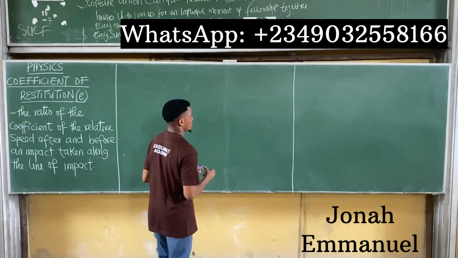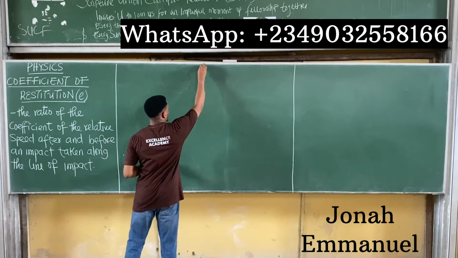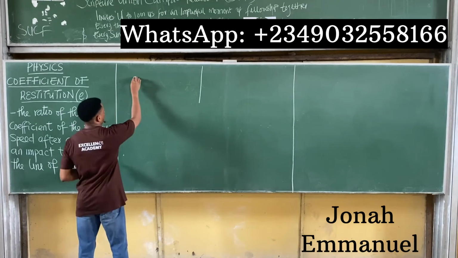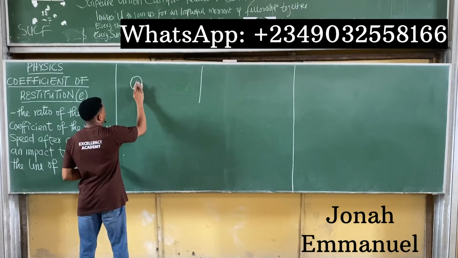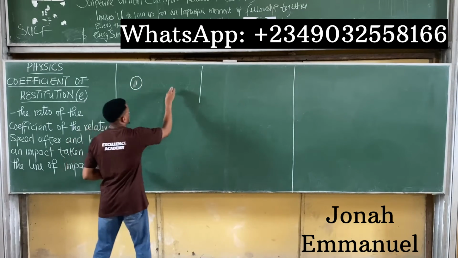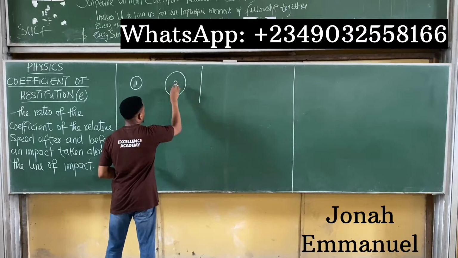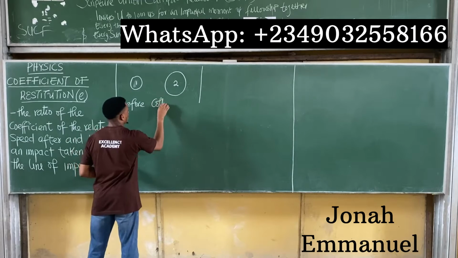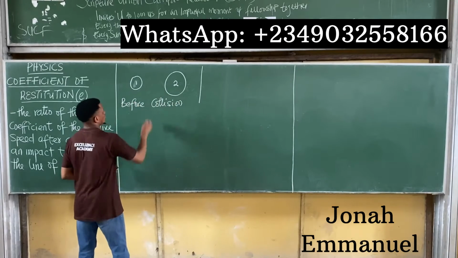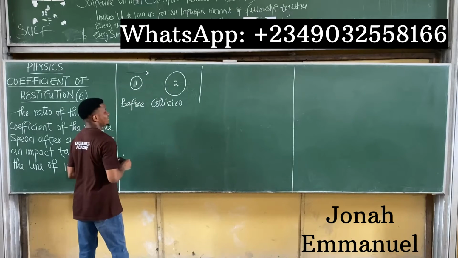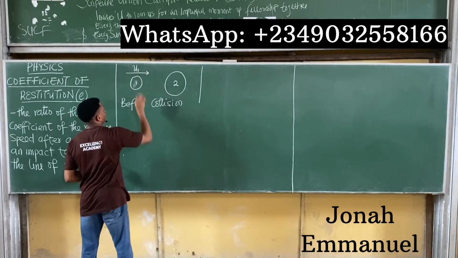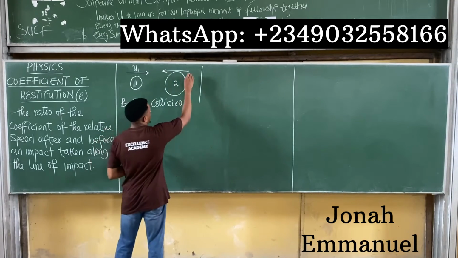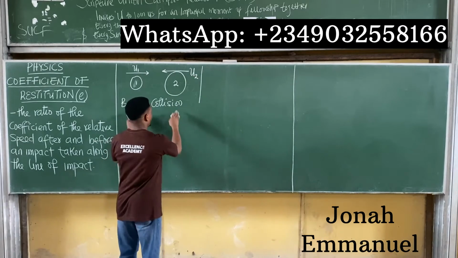So let me give you a diagram to explain this. Let me use an elastic collision. For elastic collision, we have two bodies. Let's call them body A or body 1, and the other one here body 2. So this is before collision. Before collision, body A is coming this way with its initial velocity u1. Body B is coming this way with its own initial velocity, let's call this u2.